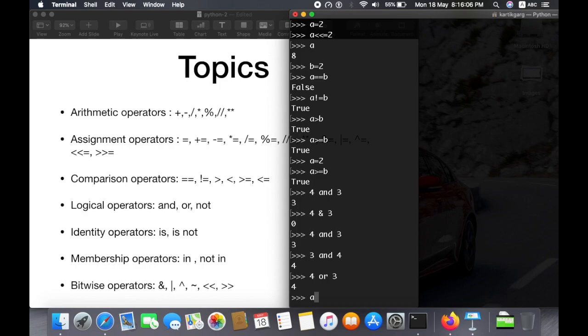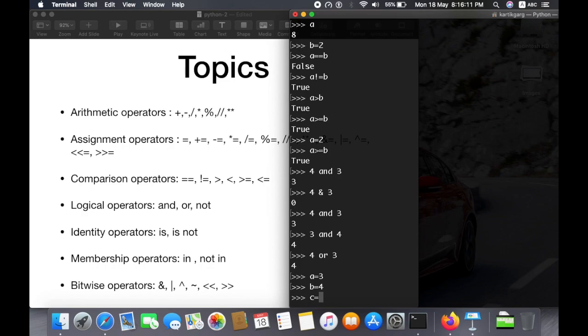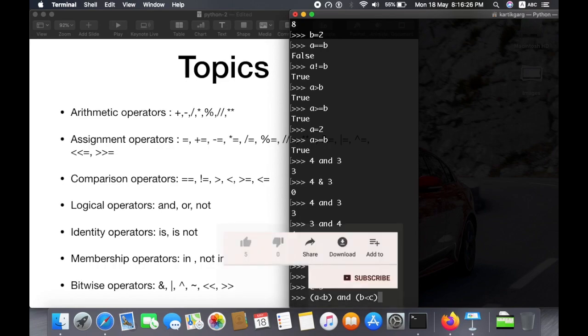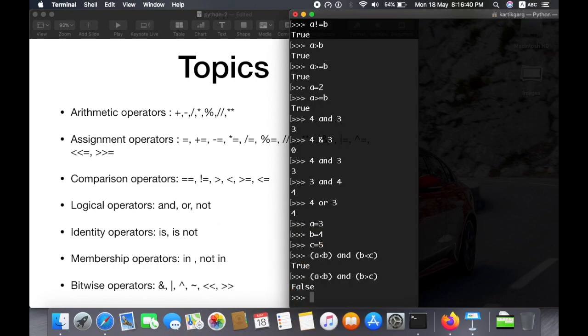We have three variables. Suppose a is equals to 3, b is equals to 4 and c is equals to 5. If I write a condition like a less than b and b less than c, then we can check here that 3 is less than 4 and 4 is less than 5, so output would be true. But in case I change it like this, b greater than c, that is false, 4 is not greater than 5, so output would be false.